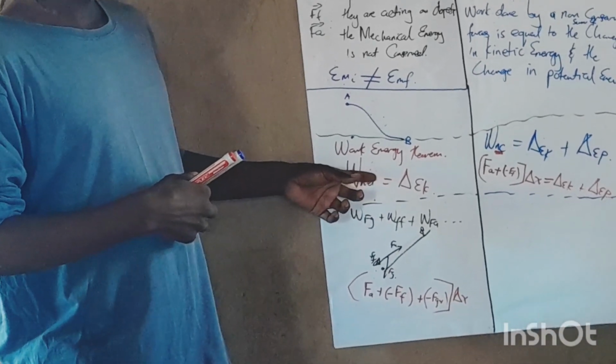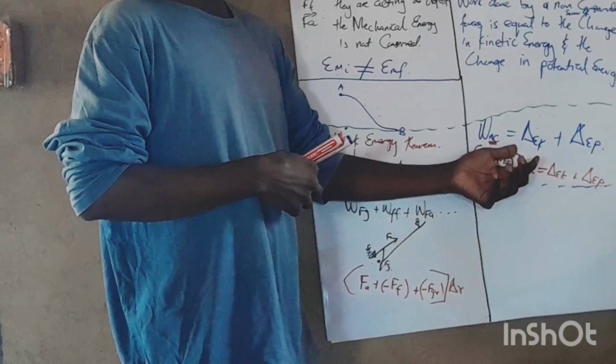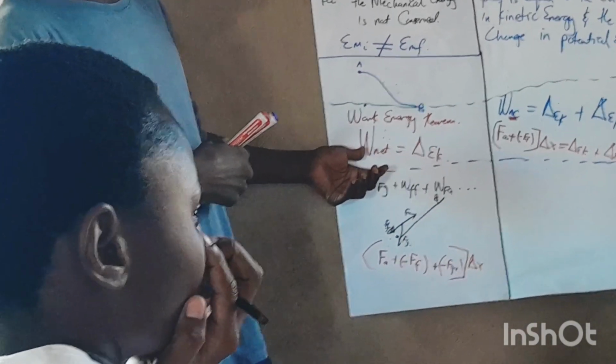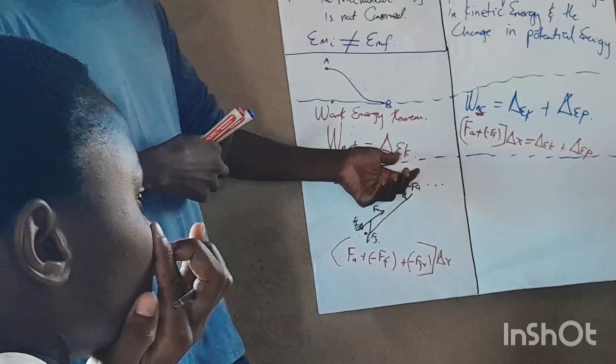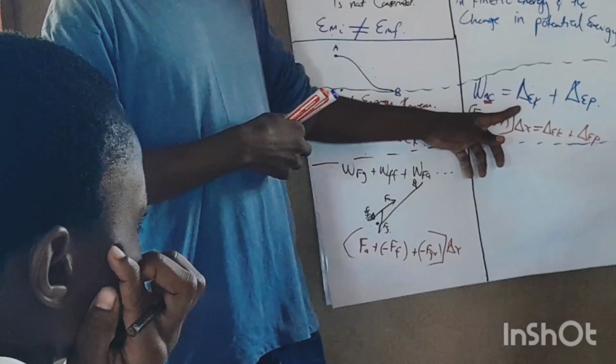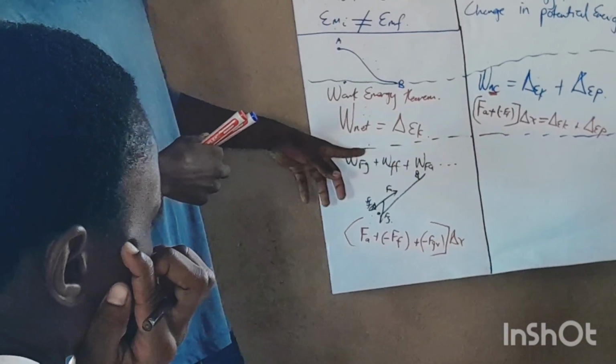We are telling you to use work net here. What are you going to change in kinetic energy? Substitute it with work net.